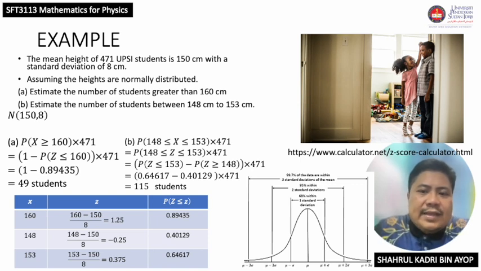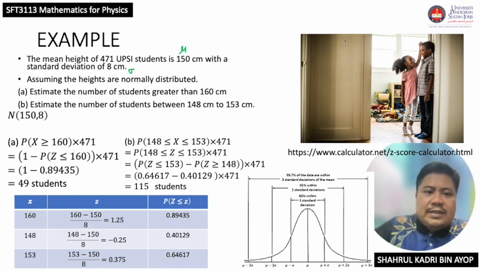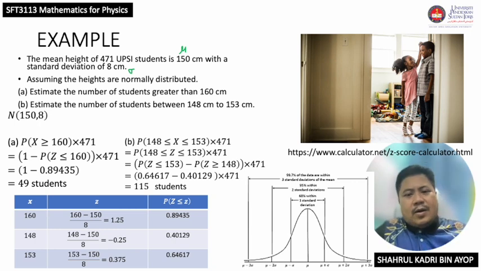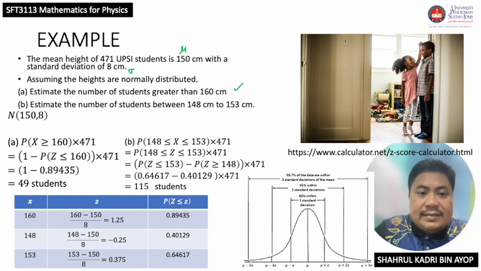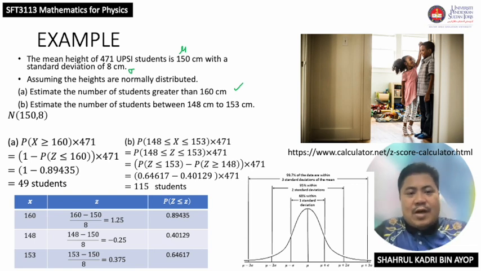Okay, let's look at an example of the normal distribution. Let's say that the mean height of 471 UPSI students is 150 centimeter. So here, mu is the mean value, with a standard deviation sigma of 8. Assuming the heights are normally distributed, that means all of the students have a variance or variety of height. Okay, so estimate the number of students taller than 160 centimeter. So how many of them are higher than 160?